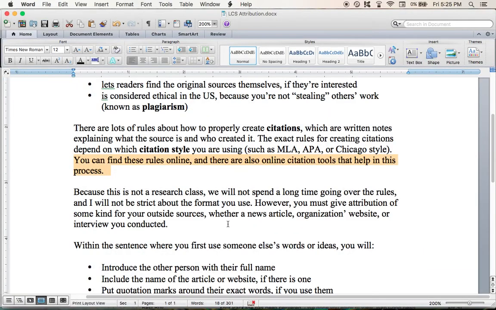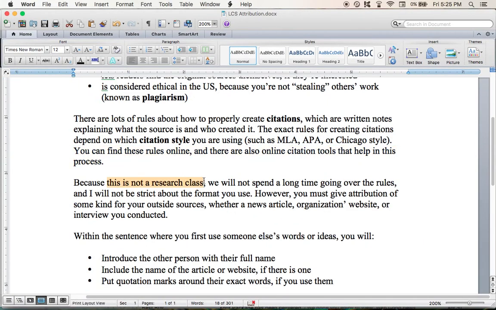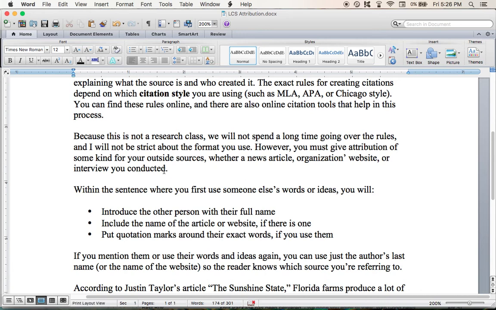Now, we're not going to spend a long time on this because this is not a research class. We're not going to spend a long time going over the rules, and I'm not going to be that strict about what format you use when you're making citations. However, you must give some kind of attribution for your outside sources, whether it's a news article, a website, or an interview you conducted. So, I'm going to give you some very simplified rules for creating citations just for this paper. When you are doing work in other classes in the future, you should make sure that you understand the rules that your professor wants you to use in that class. But in this class, in this particular case, you can do it in a simple way, and that's fine with me.